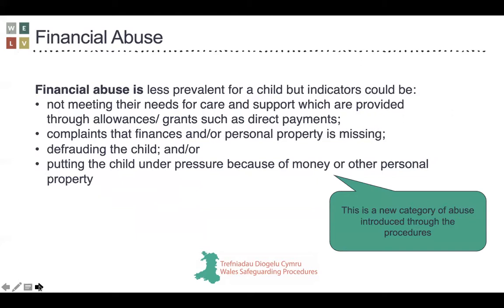We also see in the procedures the introduction of financial abuse in respect of children and young people. So this is a new category of abuse introduced through these procedures. Whilst it might be less prevalent for a child, it could well occur, and some of the indicators of financial abuse could include not meeting the child's needs for care and support, which are to be provided through allowances and grants, for example, direct payments, complaints that finances and/or personal property is missing, defrauding a child, and/or putting the child under pressure because of money or other personal property.